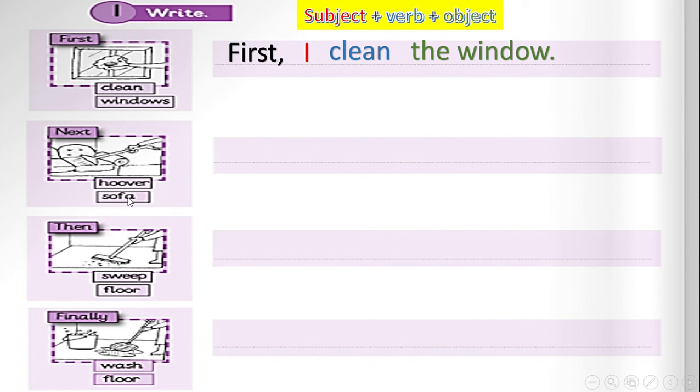Now let us look at the second picture we have here, my students. I have next, the verb hover, sofa. So we start with the time sequence word next. Now I need a subject. What is the subject? I. What is the action? What is the verb, my students? Hover. I hover. I hover what, my students?